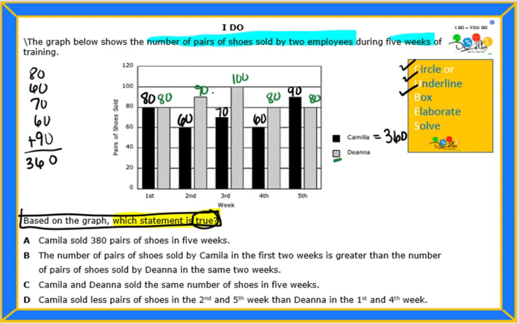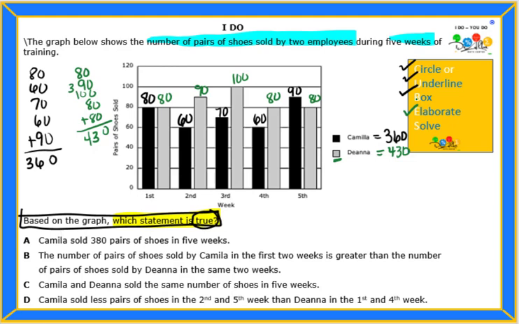Now let's find the total number of pairs sold by Deanna. So now we're going to add the gray bars, which was 80, 90, 100, 80, and 80. So 8 times 4 is 32, and then that one extra one is 33. 3 plus 1 is 4. So Deanna is 430.